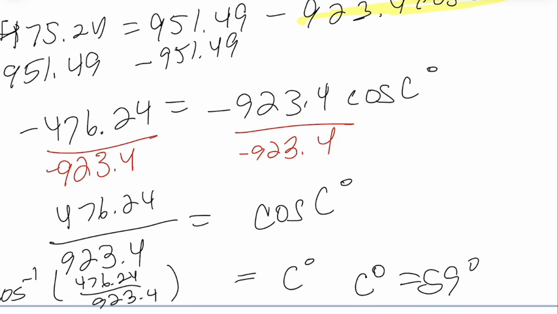Okay, so 476.24 divided by 923. Everything was 2 decimal places, so I thought that one was too, but it isn't. Okay, so no, it doesn't. It's still 59. The decimal was a little different, but not much. Okay, thank you, though. I appreciate that.